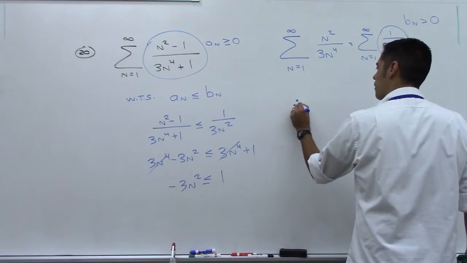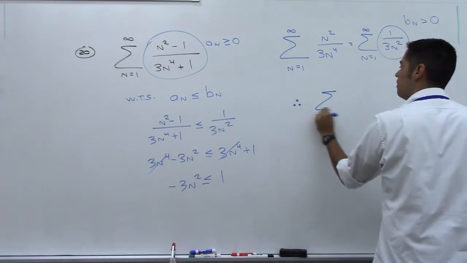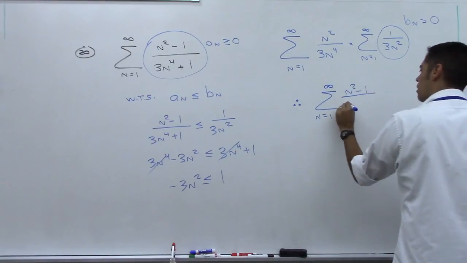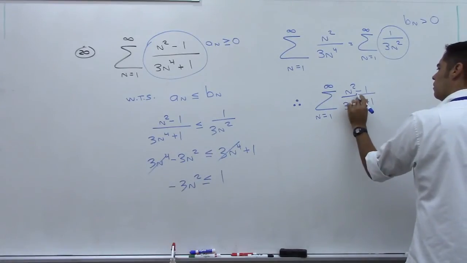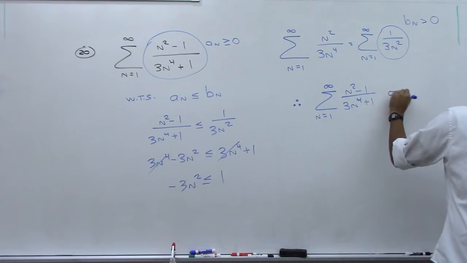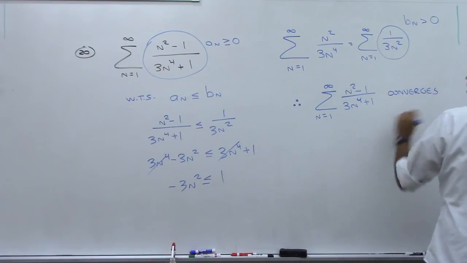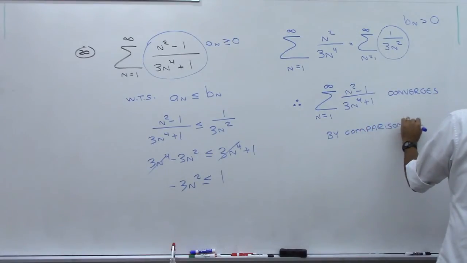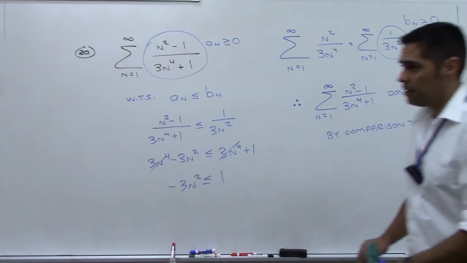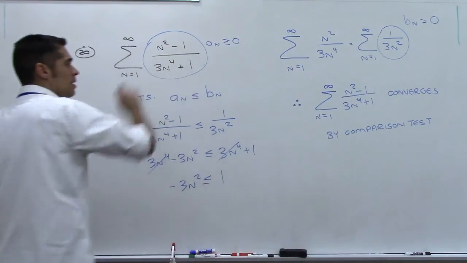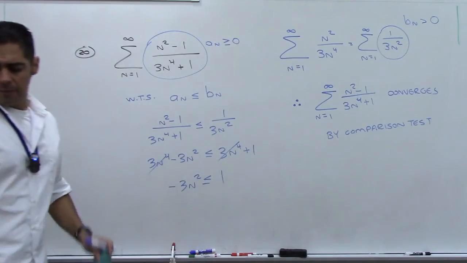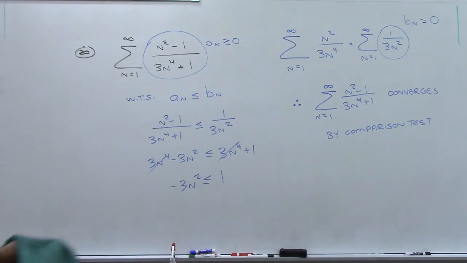Therefore, our sum, n squared minus 1 over 3n to the fourth plus 1, converges by the comparison test. I wasn't thinking integral test here, because if I were to imagine this being an integral, that's not something I'd really want to go after. I'm sure we could integrate it, but it would just be a lot uglier than this was. All right, let's look at 21.